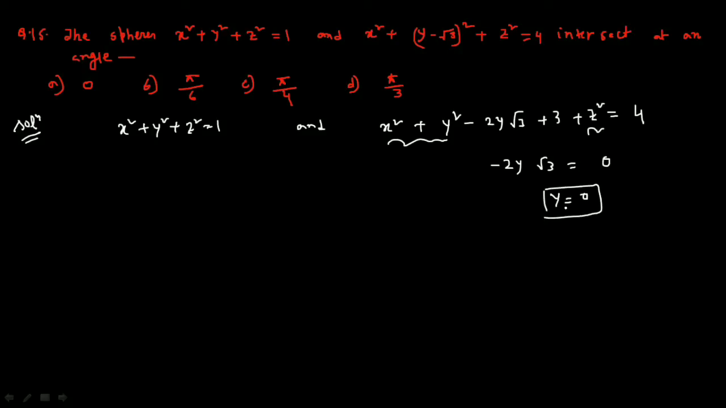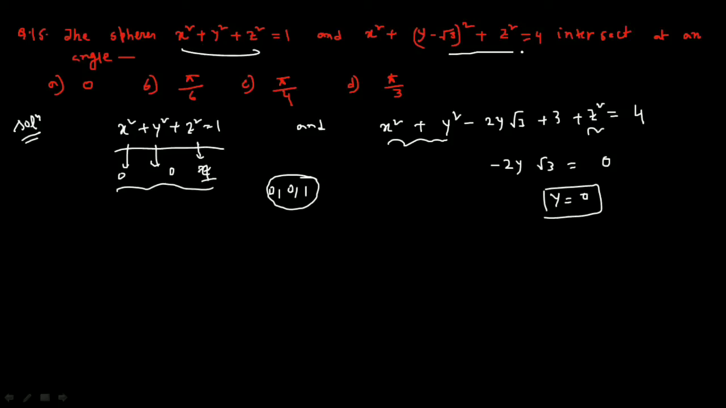Okay, and you can choose from here that y is equal to 0. If you choose x is equal to 0 and z is equal to 1, then this equation will be satisfied. So you can take one of the intersecting points as 0, 0, 1. This is one of the intersecting points. Now you have to find out the angle, actually, between the unit normal vectors for this sphere and this sphere.